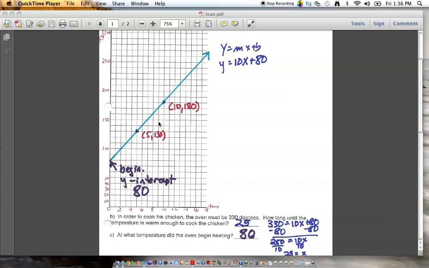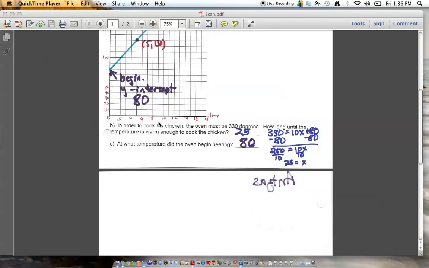So if I do that, I go up 50 over 5, and 50 divided by 5 is 10. So that's how I get a rate of change, or a slope of 10. And then by looking at where the blue line hit the axis at 80, I have a y-intercept of 80. So my linear equation is y equals 10x plus 80. Then I took that equation and I put it right here. It says 330 equals 10x plus 80.